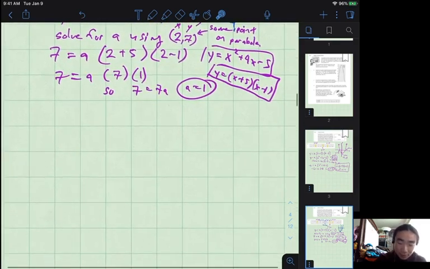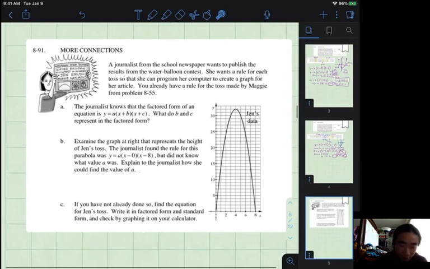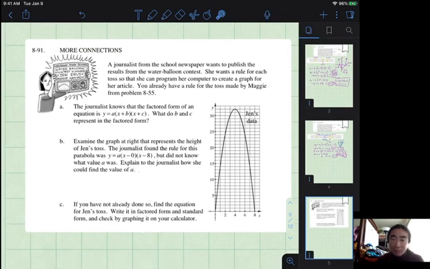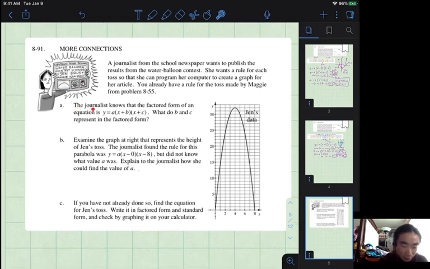All right, so going down, the third one focuses on some connections between this form, namely factored form, and some word problems. A journalist from a school newspaper, we're going back to the water balloon contest. She wants a rule for each toss so she can program her computer to create a graph for her article. You already have the rule based on the first problem we did in this chapter. You remember these people? Jen, Eris, Maggie, Nanimus. In A, the journalist knows that the factored form of the equation looks like this. What do B and C represent in this factored form?